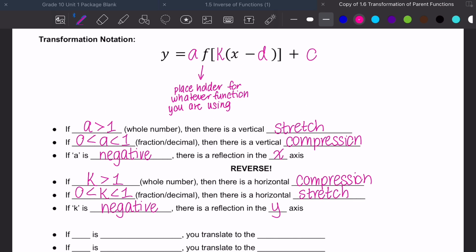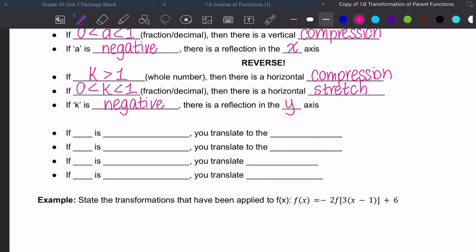I always think if you can memorize the rules for A, then you know just to flip them for K. So if you can memorize whole numbers a stretch and decimals a compression, then you know for K, I just have to flip those, right?